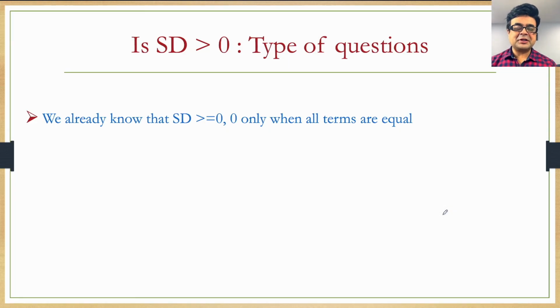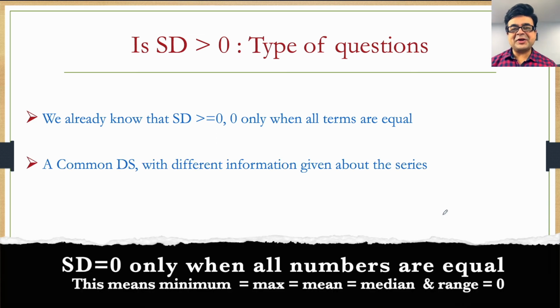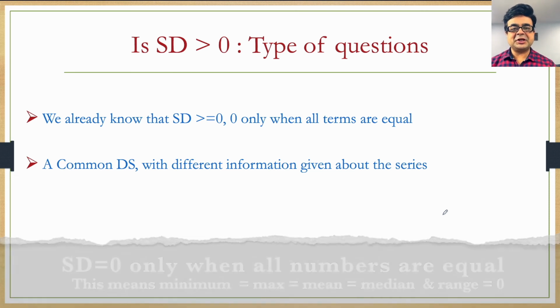So the first thing that you should know is that the standard deviation is always greater than or equal to 0. So when a question is asking you, is the standard deviation greater than 0? What they are really asking you is to eliminate the choice that standard deviation can be equal to 0. It is a very common type of data sufficiency question, and it usually has different information given about the series, sometimes the mean, sometimes the median, sometimes some numbers or the others. However, the question and the goal is the same. You have to eliminate the standard deviation equal to 0.